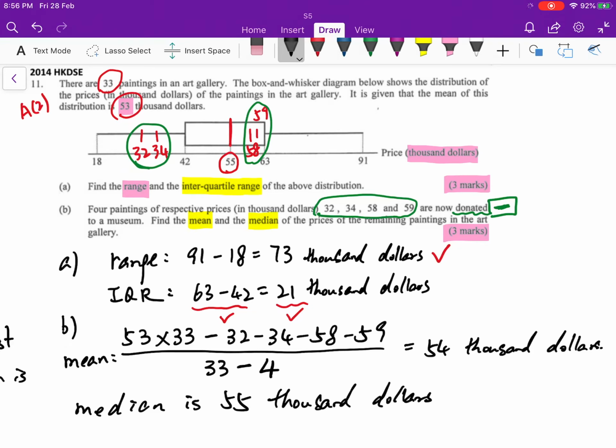So see, it's not difficult, right? So this is a very easy topic. Please, okay, study this topic seriously because it can help you to gain marks in the DSE.